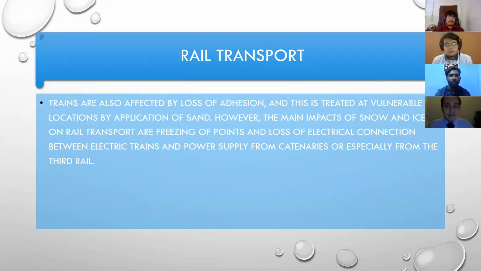Rail transport. Trains are also affected by loss of adhesion, and this is treated at vulnerable locations by application of sand. However, the main impacts of snow and ice on rail transport are freezing of the points and loss of electric connection between the electric train and power supply from catenaries or especially from the third rail.